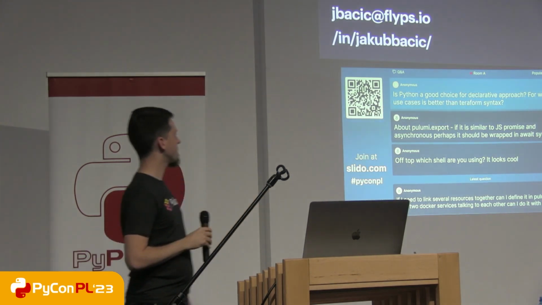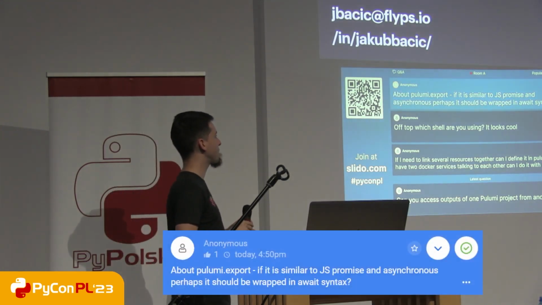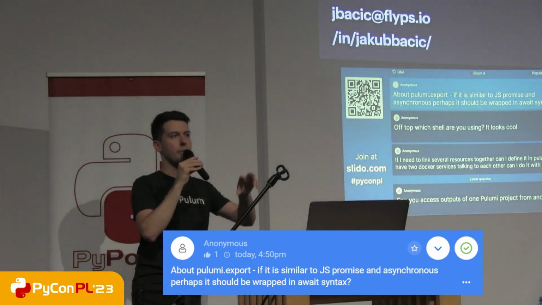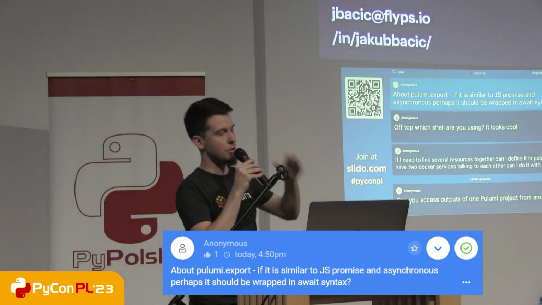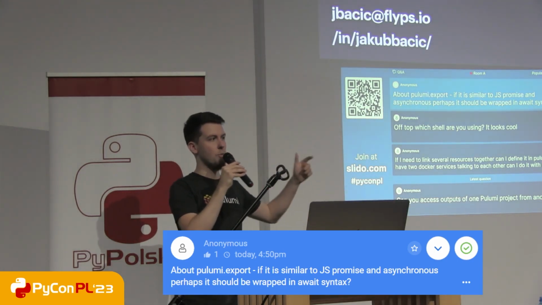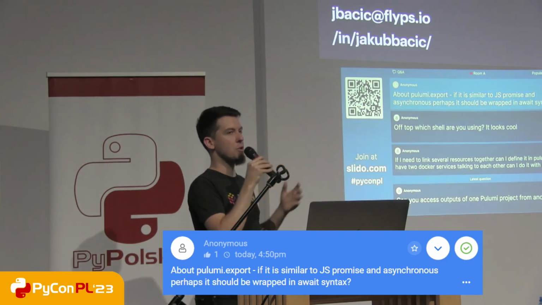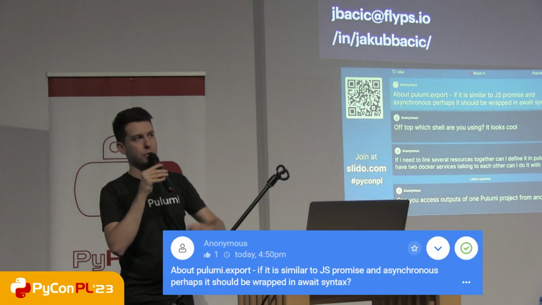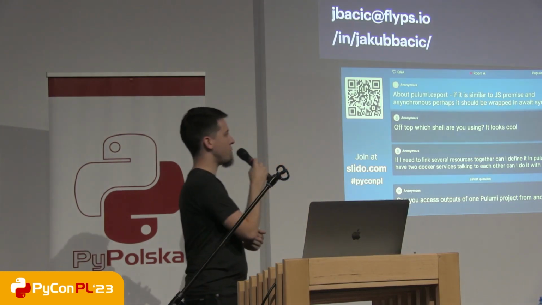Okay. About Pulumi export, if it's similar to a JS promise and asynchronous, perhaps it should be wrapped in await syntax. Okay, so the thing is that you cannot use anything blocking within the Pulumi project code, because as I said, the source code does not create resources on the cloud. When I created a bucket object, the binding for permissions and those exports, that was only declaring things that I wanted to have. The actual execution is done after interpreting and finishing the interpreting part, and is done by Pulumi itself.